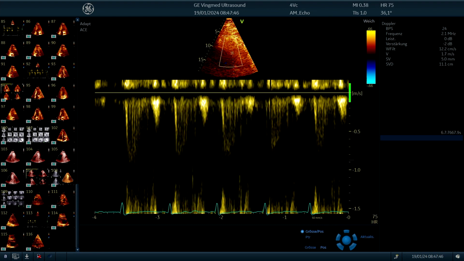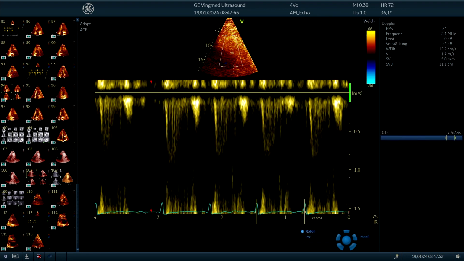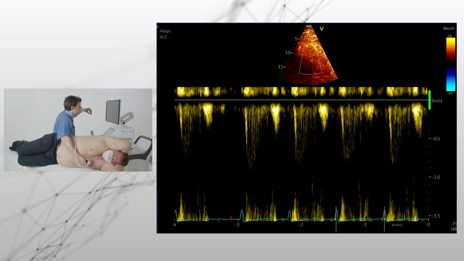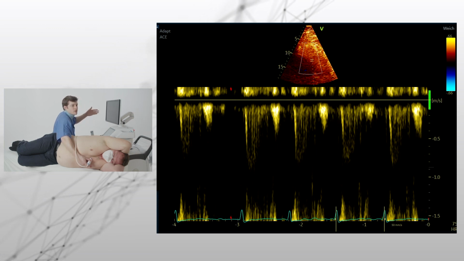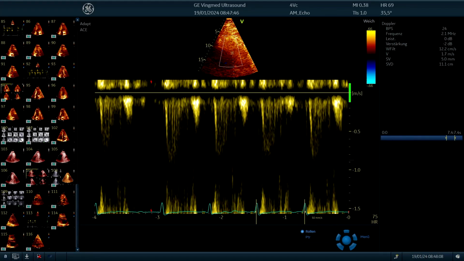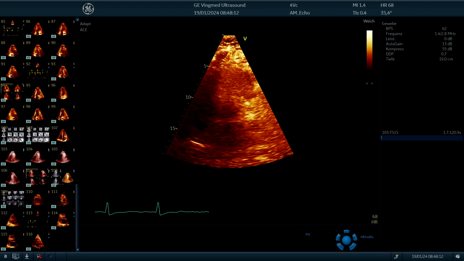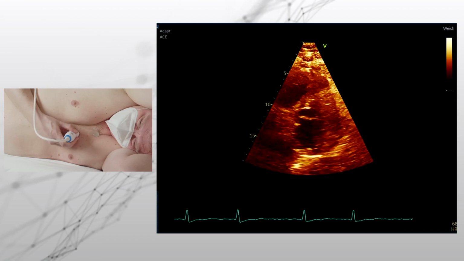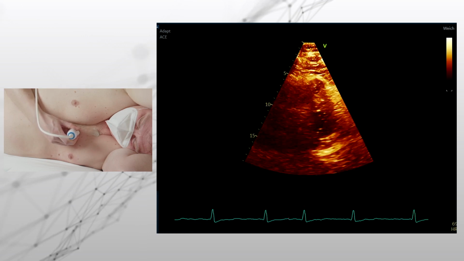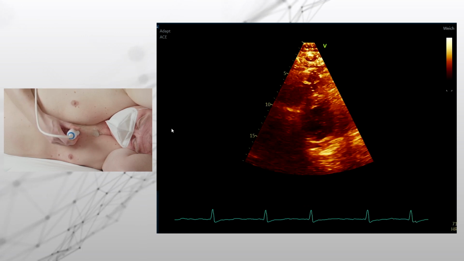Here we have a measurement of the RVOT outflow, so the right ventricular outflow tract, and we can measure how the outflow is happening, how is the signal, is it normal, but we can also measure a so-called pulmonary acceleration time, so the time from the beginning to the maximal flow, to see if there is a likelihood of pulmonary hypertension.